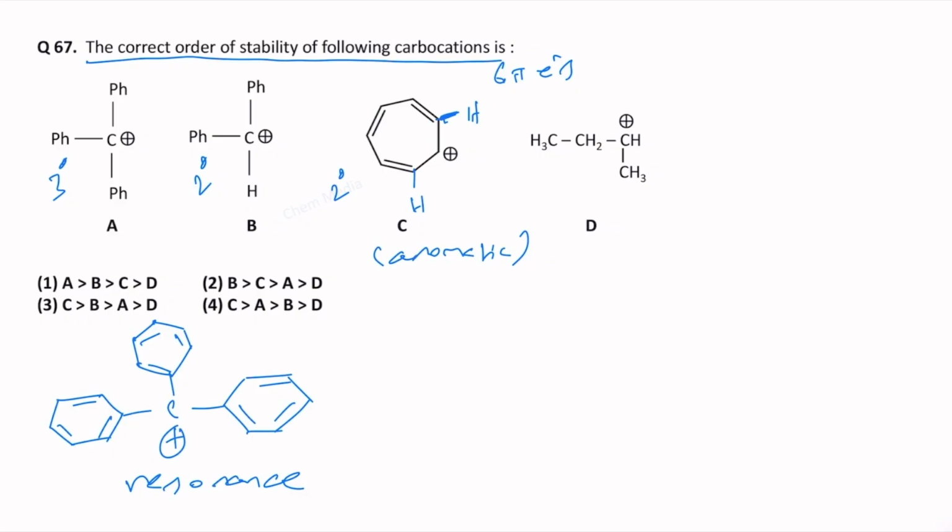How about D? In D we can only consider hyperconjugation. It is secondary with the 5 alpha hydrogens. Therefore C is more stable than A, and A is more stable than B and D, and B is more stable than D. That's the order it follows. This means that option 4 is correct.